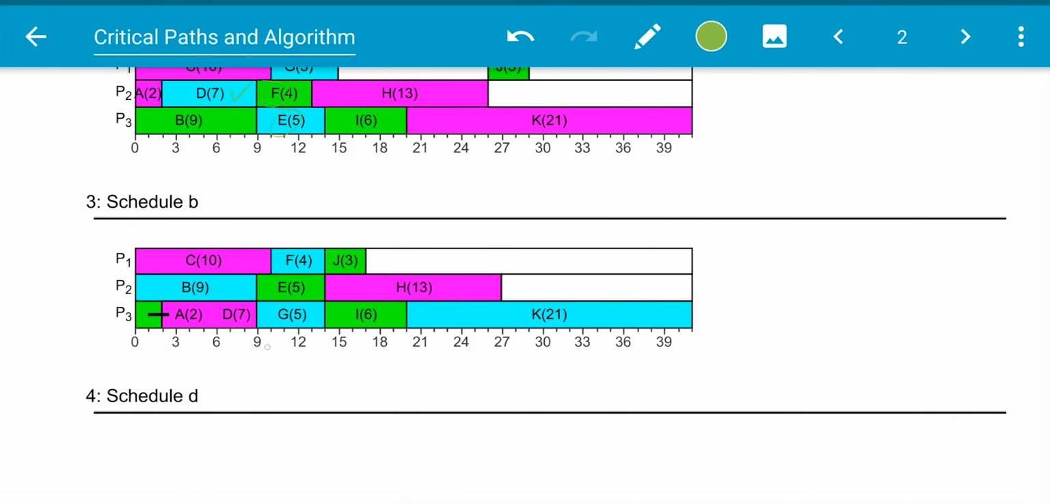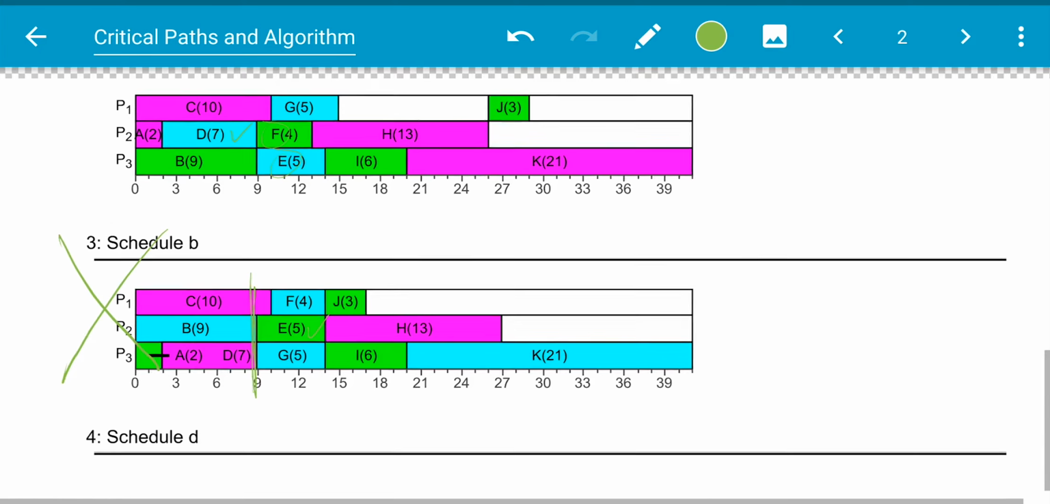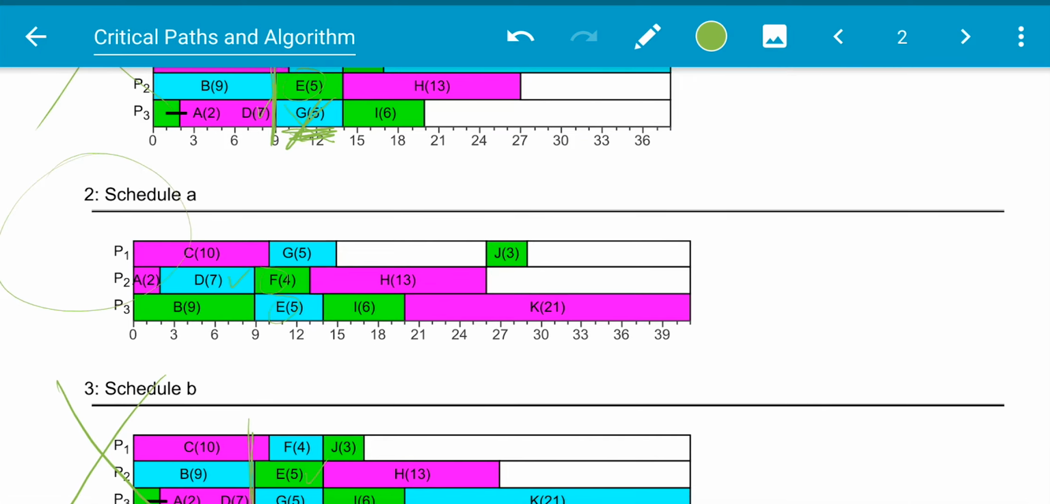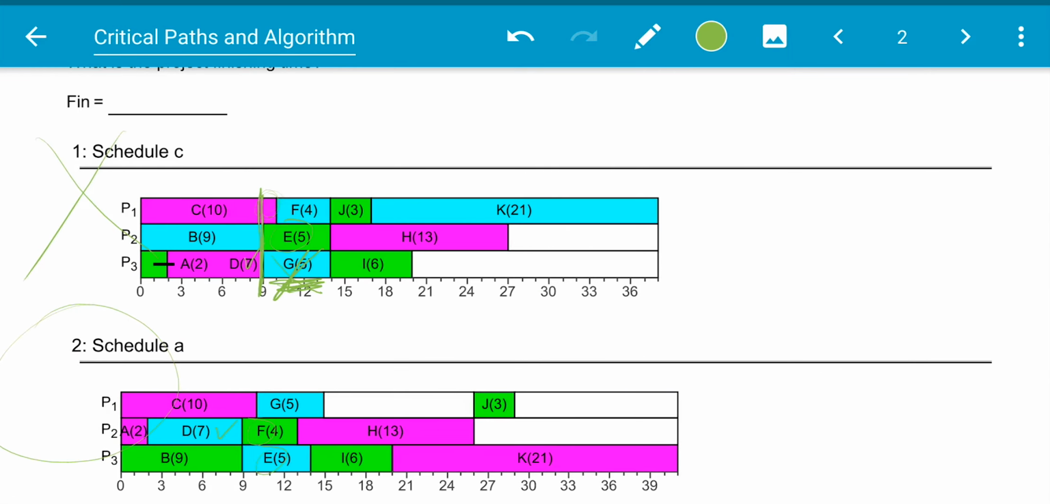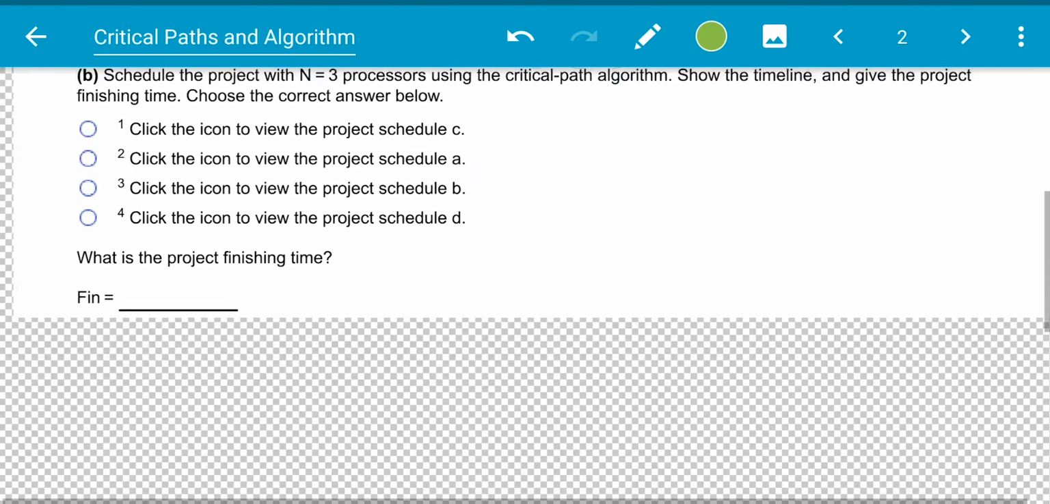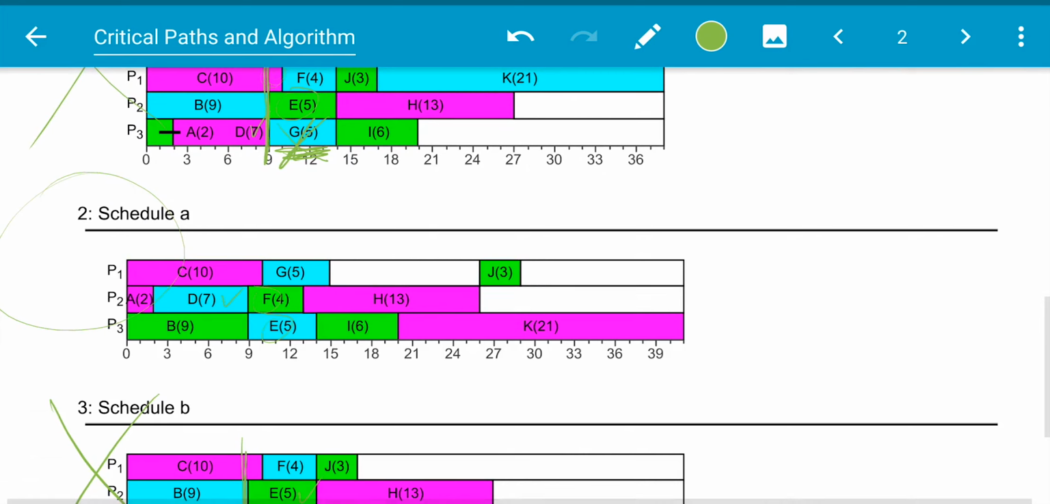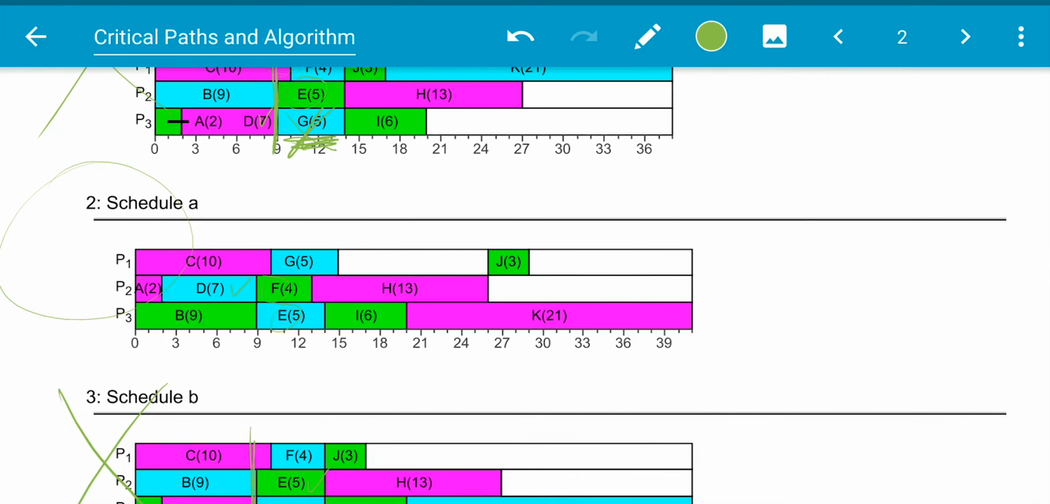Now on this example, we stopped right here and we have E. And can we do G? Nope, we still can't do G, so let's go ahead and cross that one out. And that creates our answer is Schedule A. And we can move forth and finish this if we need to. It will work out to be the same. The project finishing time is going to be right here, which is 41.